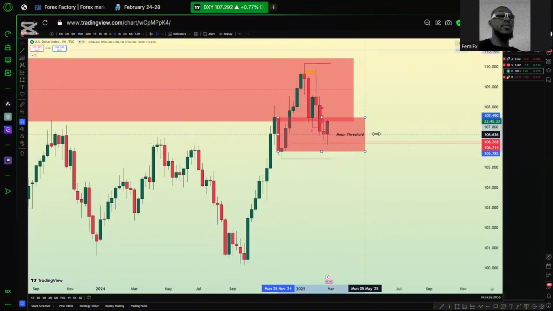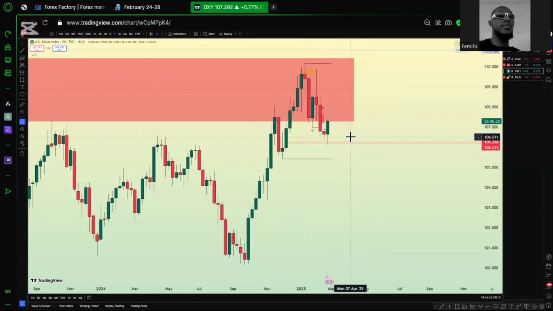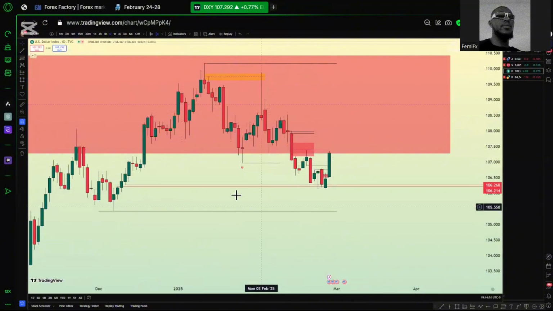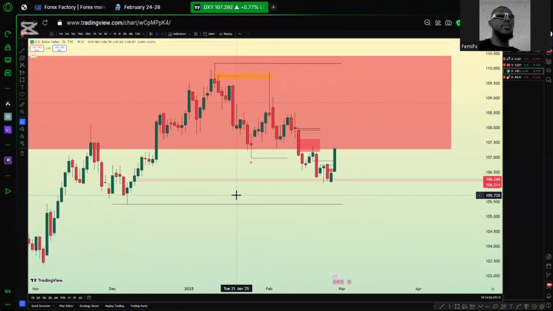So the mean threshold, that's what we have there. And I'm just going to delete that. So we know that price is coming away from the mean threshold and it's taking out a low basically. So knowing this, let's open our daily time frame so that we can review what we talked about last week on Sunday.